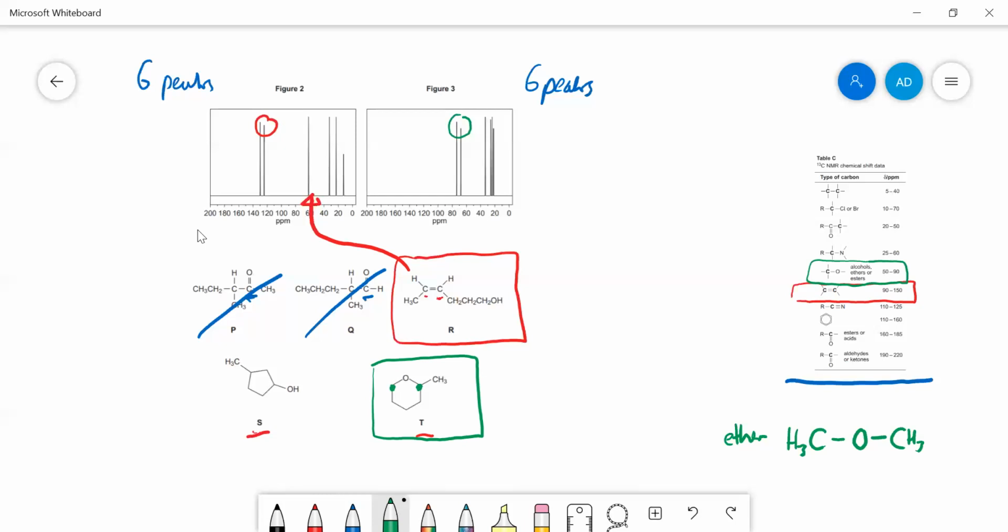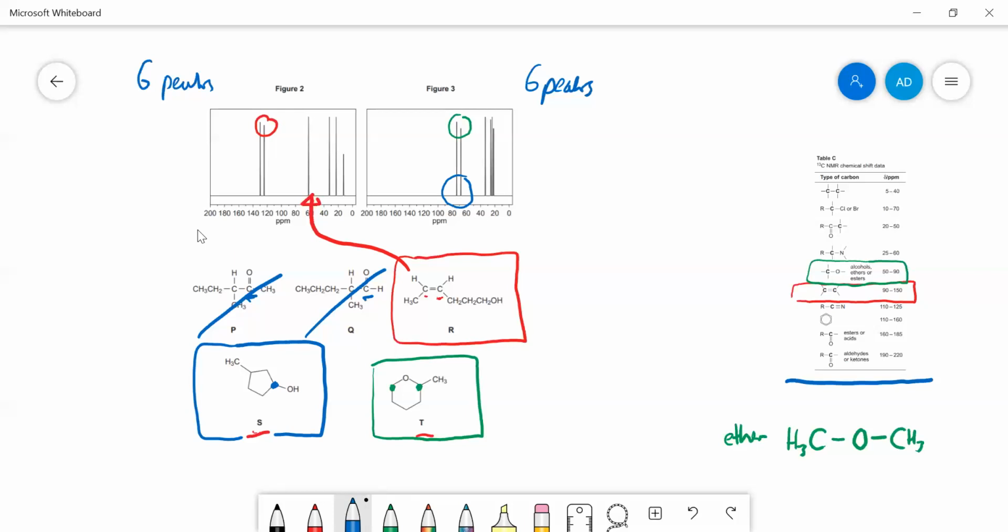Just to double check, let's look at S now. S has got this carbon here, which is a bit different to the others, isn't it? That's a carbon attached to an OH. Again, that should give us about 50 to 90. Okay, but in figure 3, we've got those two peaks there at 50 to 90, and this compound would only give us 1 in that range. So I don't think it could be S, and that's what makes me think it was T.